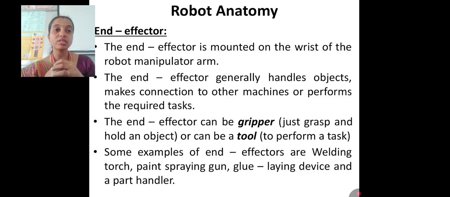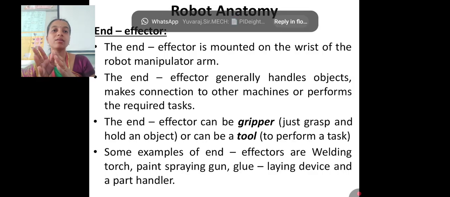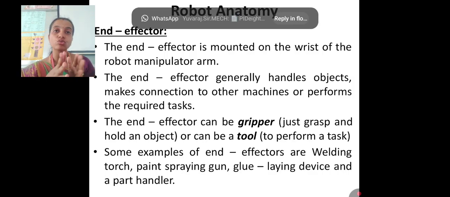The end effector generally handles objects, makes connections to other machines or performs the required task. It can be handling objects, either a pick and place robot or transferring something from one place to another. It may be handling an object, or it can transfer one item from one machine to another machine, or it can perform a specific task alone.